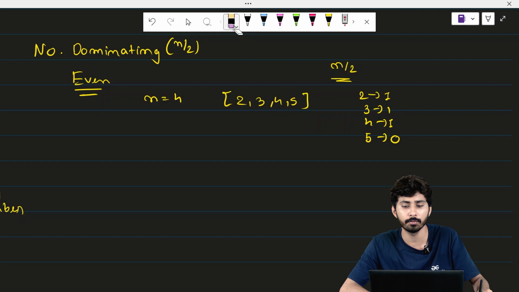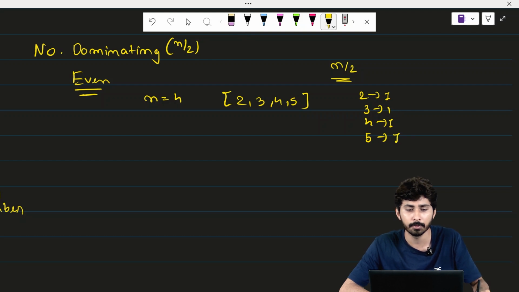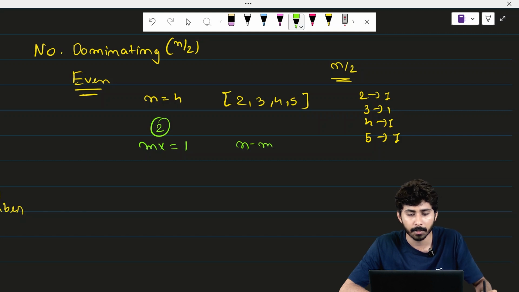Whenever you have an even size array, the output will be 0 for no dominating numbers. Okay, so now let's take mx. All of them have the same frequency, so mx, the maximum frequency, will be 1. Let's take the element to be 2. N minus mx: what is n minus mx? 4 minus 1, that is 3 elements.